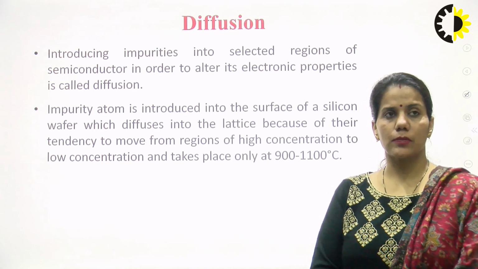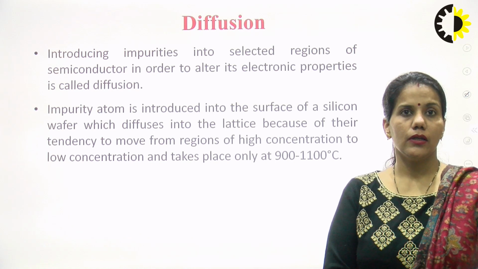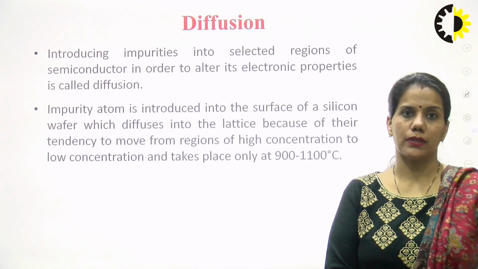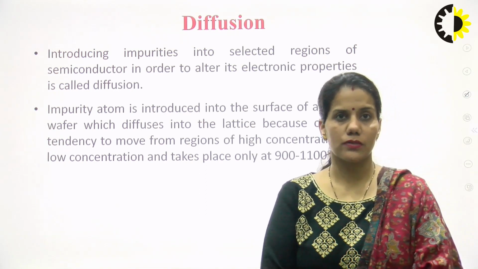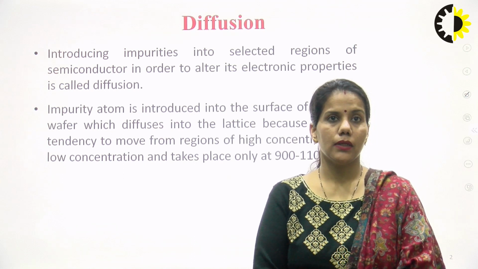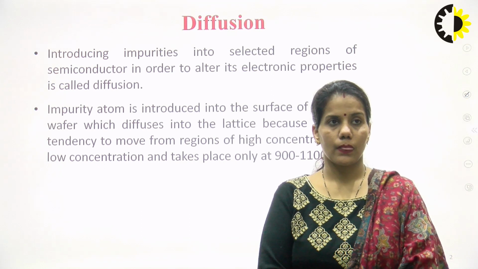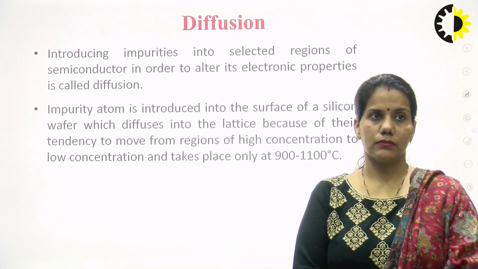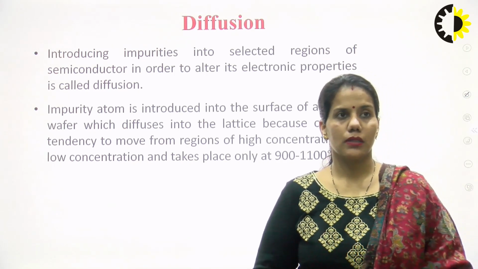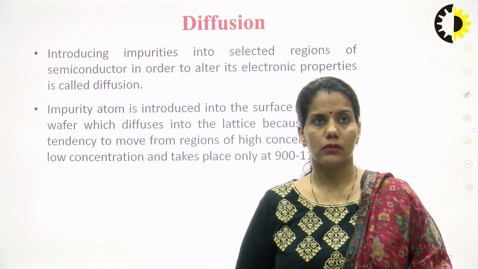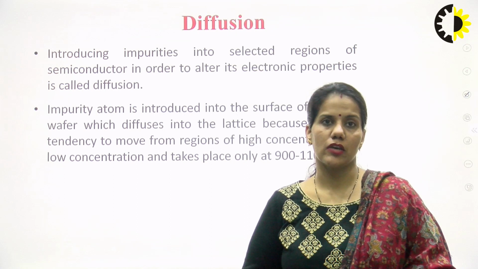So diffusion is the process of introducing impurities into selected regions of semiconductor in order to change its electronic properties. We all know that the semiconductor device, whether it is silicon or germanium, in its intrinsic form does not contain any impurities and has different properties. If some impurity is added to that substrate, then it is known as the impure device, or we can say it is no more intrinsic and now the properties have been changed.